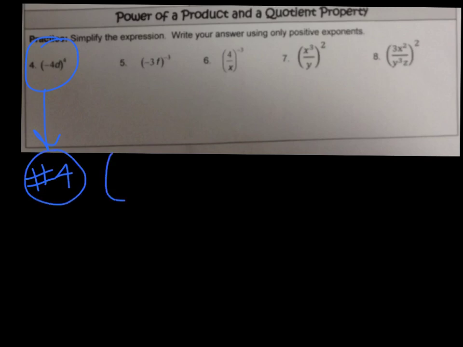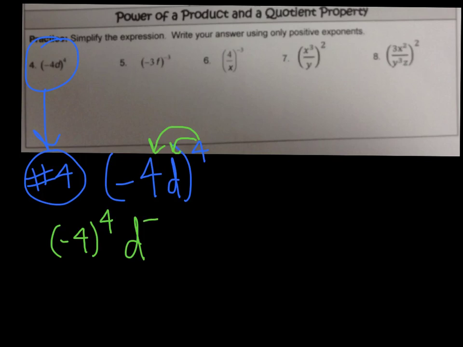Number 4 says negative 4d raised to the 4th power. So the whole quantity of negative 4d is raised to the 4th power. Since that whole thing is raised to the 4th power, everything inside of this parentheses has to be raised to the 4th power. It's kind of like distributing, but you're distributing the exponent. So we have negative 4 that gets raised to the 4th power. Then we have d that gets raised to the 4th power.